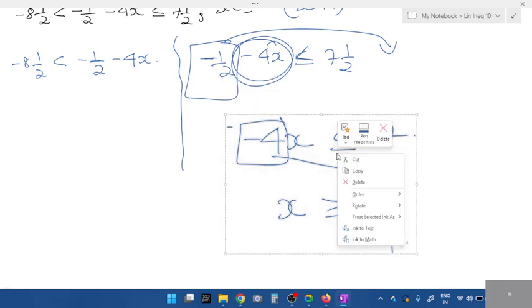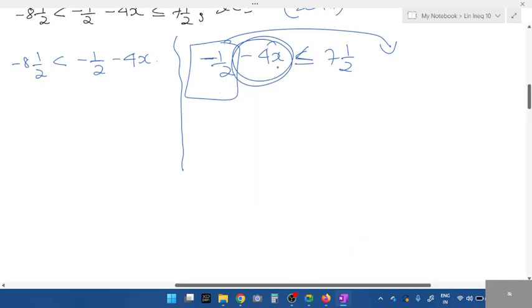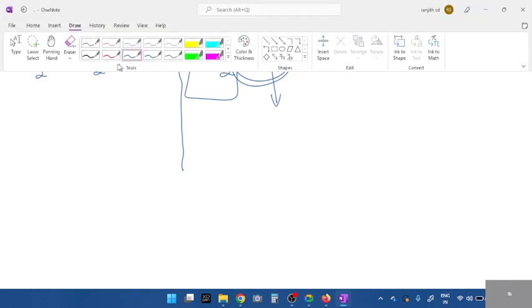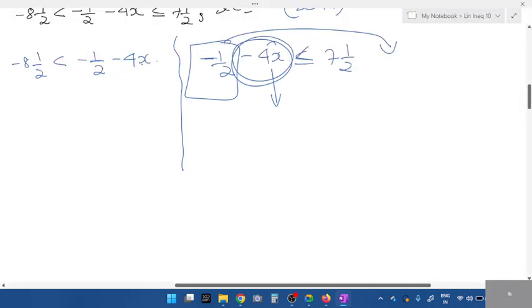But previously, see, anything close to x, remember, anything close to x, only that we divide and multiply. Which value is close, next to x? 4. So the possibility is only minus 4 that you'll have to multiply or divide. Apart from that, other things. Is minus 1 by 2 next to x?